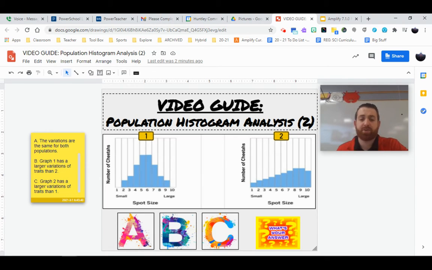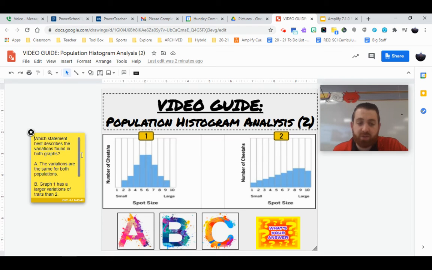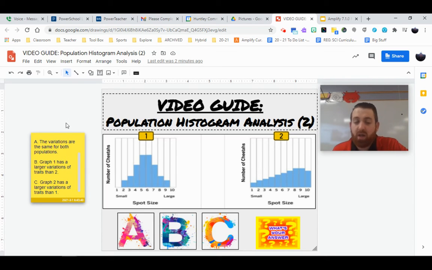Well, let's look at our options. Which statement best describes the variation found within both graphs? The variations are the same for both populations. Well, that's not quite right. When we look at our two graphs here, graph number 1, if you notice, we're missing variations in the very first and last trait spot.